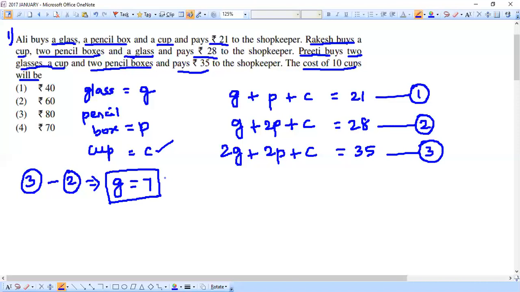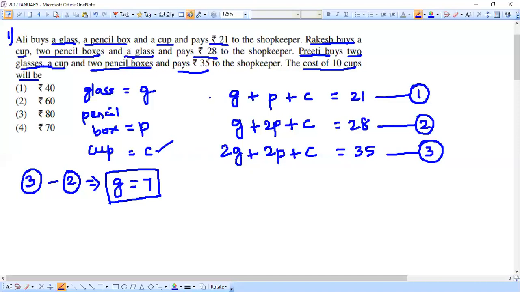That's it, right? But we need to find the price of 1C, I mean the cup's price is what we need. But we got G's value first of all, no issues. We'll just use it in the equations. We'll reduce the size of the equations, then proceed. Fine. Now let's do another thing. This time we'll substitute this value of G, I mean G is equal to 7, in these equations. And again, we'll have to choose the equations in a wise way.